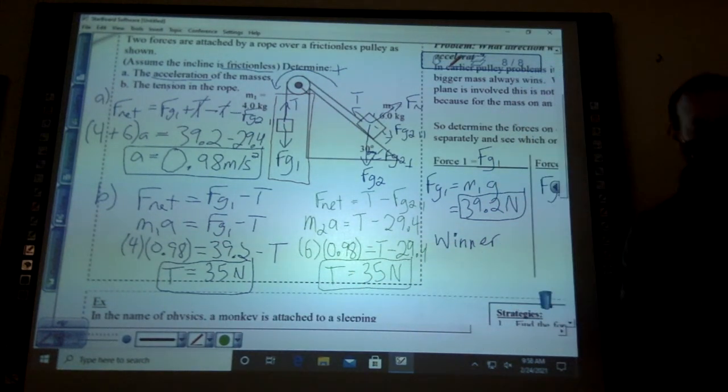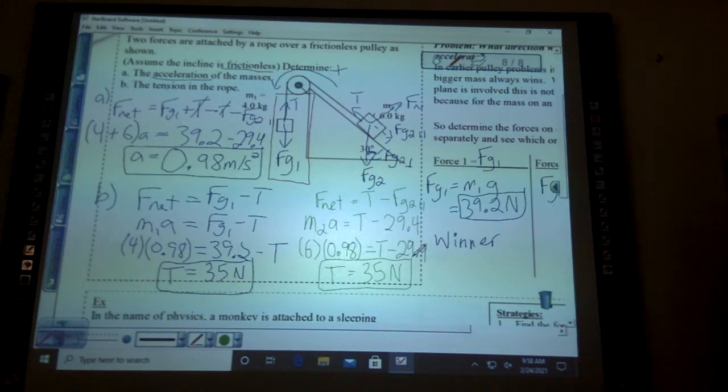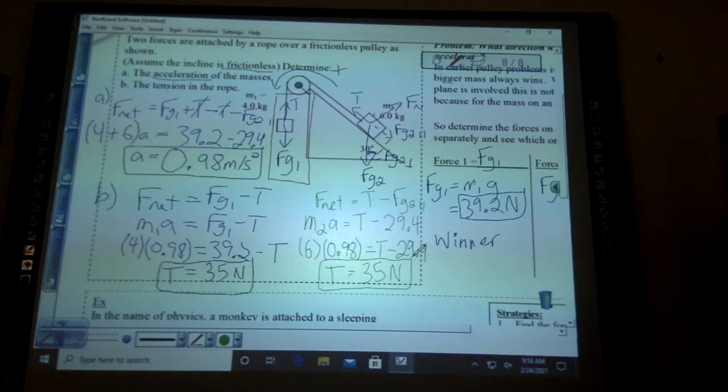This doesn't make any sense. Why not? We already talked about why tension has to be the same everywhere on a rope. Because if at some point you have two different tensions on a rope, your rope's either going to break or it's going to bend. So tension equals the same anywhere on the rope.